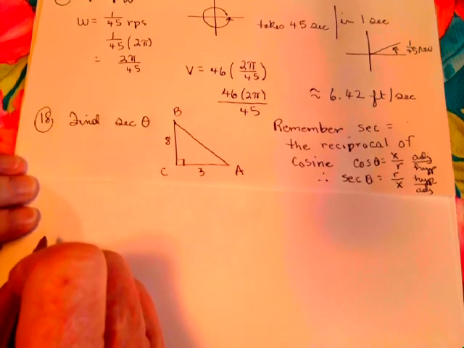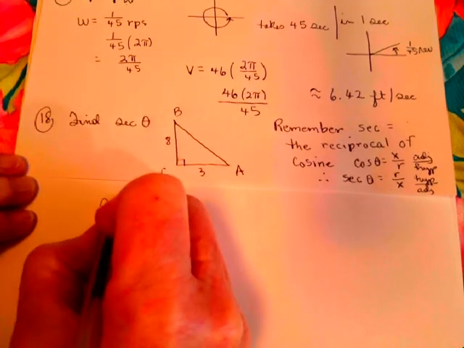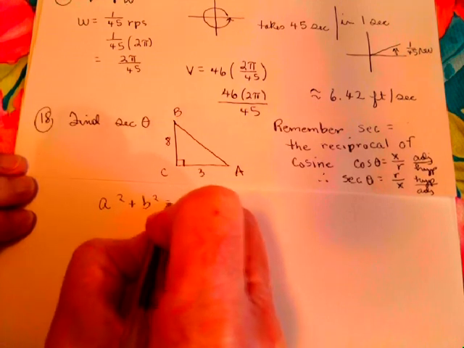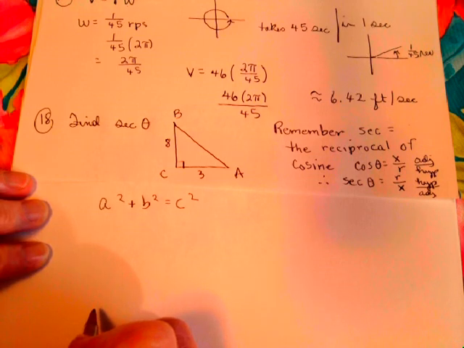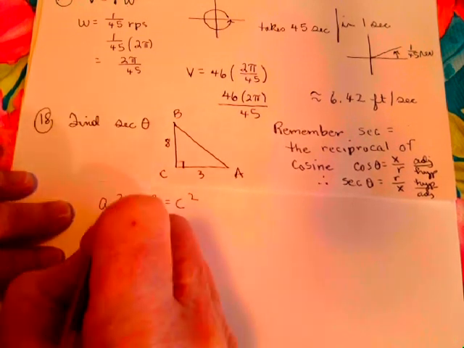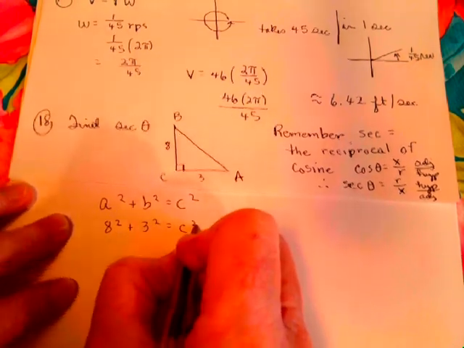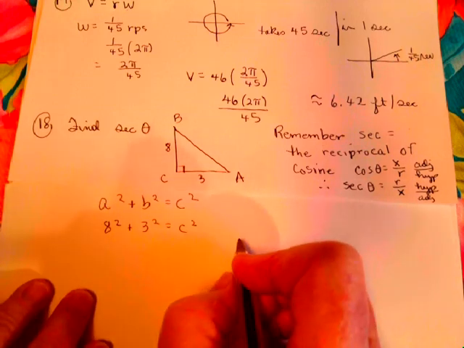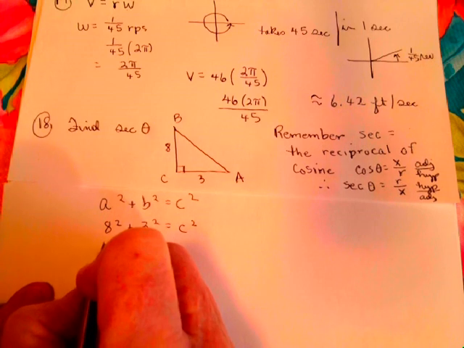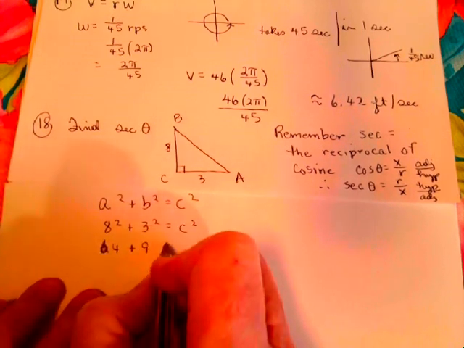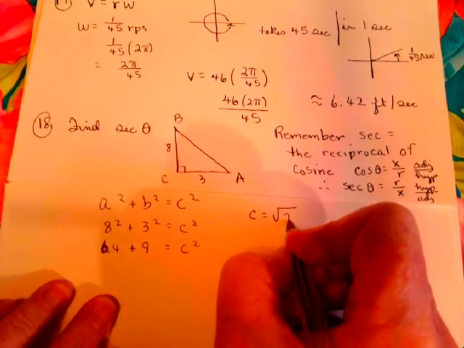You know from geometry that anytime you're given a right triangle, a squared plus b squared equals c squared. Pythagorean's theorem will help you find any length of a missing side of a right triangle. So 8 squared plus 3 squared equals c squared. That will be 64 plus 9 equals c squared. C equals the square root of 73.